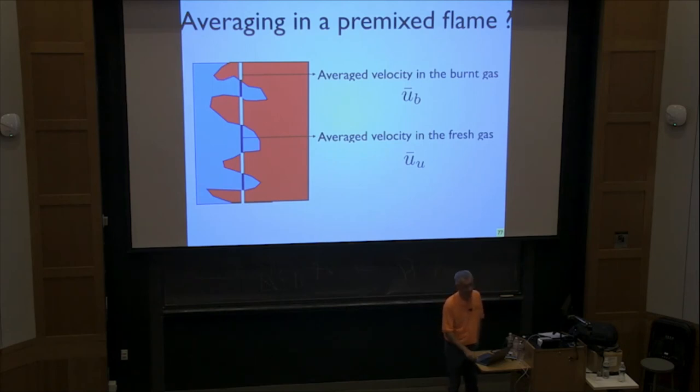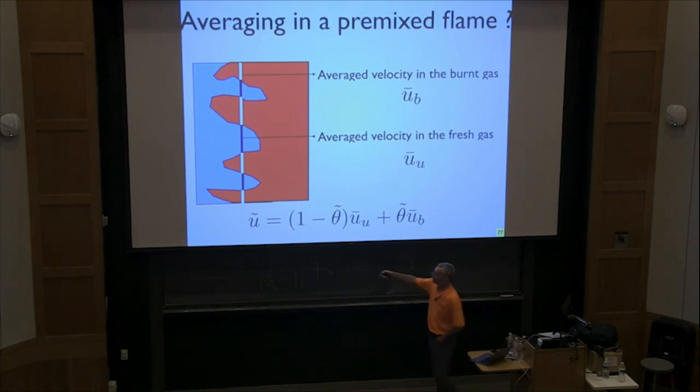And some models actually try to average in each phase independently, burnt and fresh. And you can actually write a model for the average velocity in everything. It's 1 minus theta, the average in the fresh, plus theta, the average in the burnt.